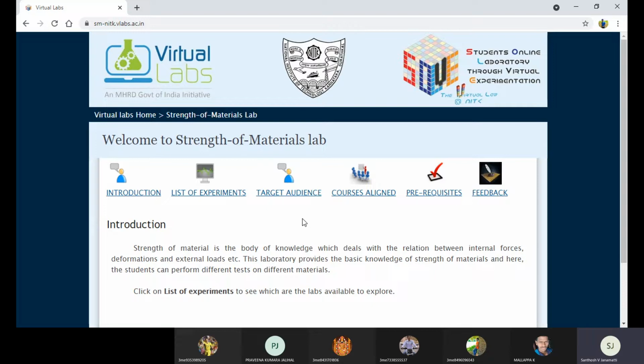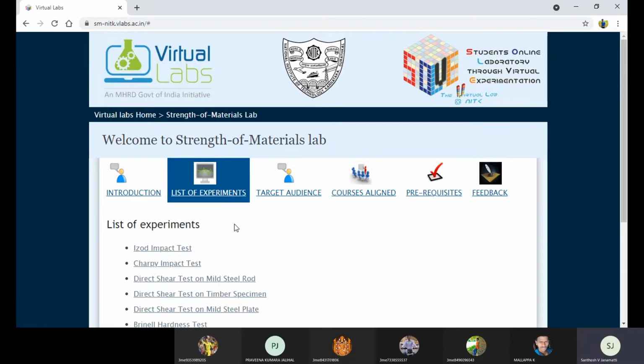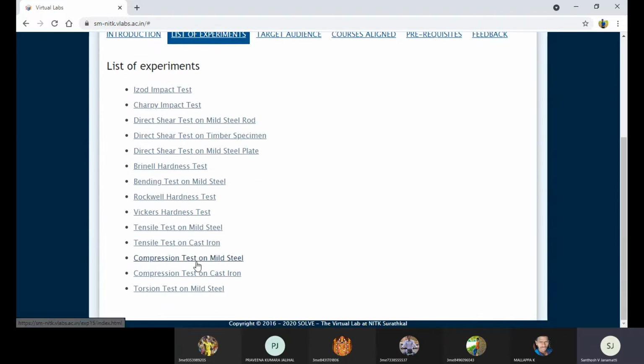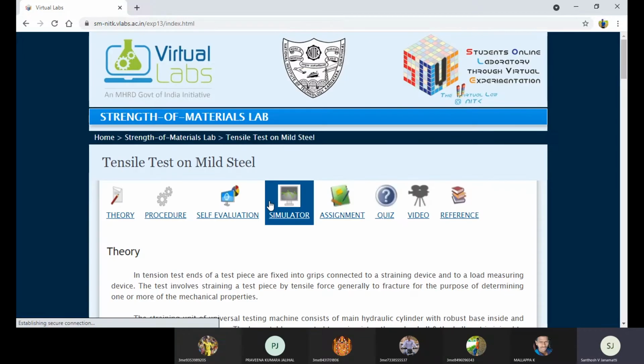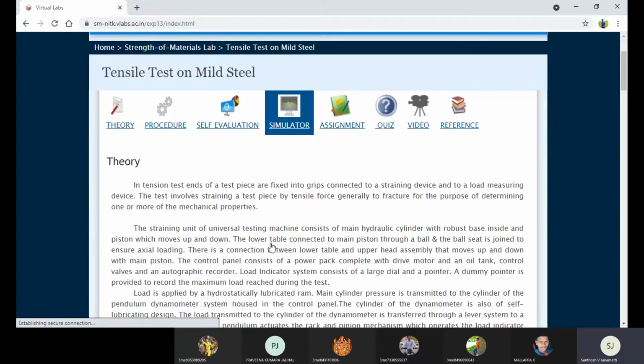In the last class we discussed the tensile test, one of the important experiments. We covered the theoretical things relevant to the tensile test: what the tensile strength is and how we can define it, and all the relevant data. Now today we go directly to the simulation and procedures.